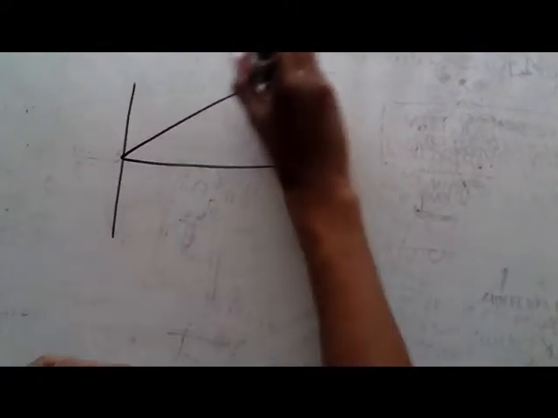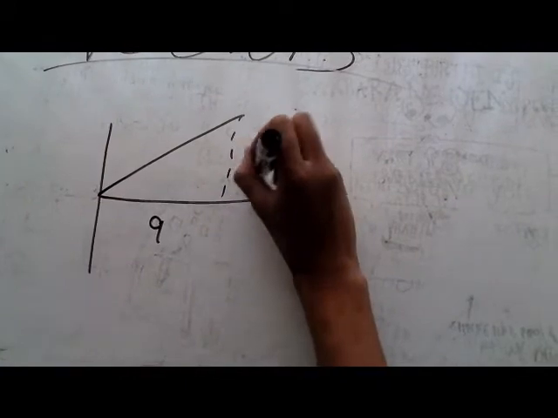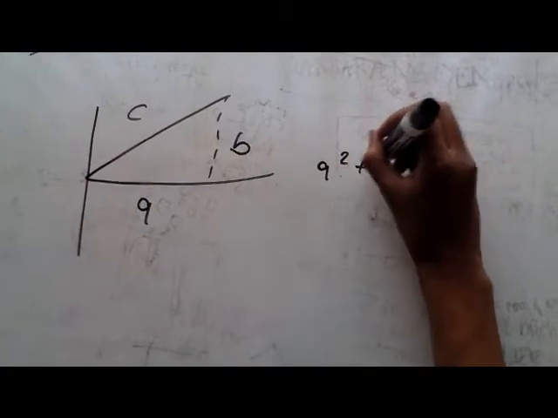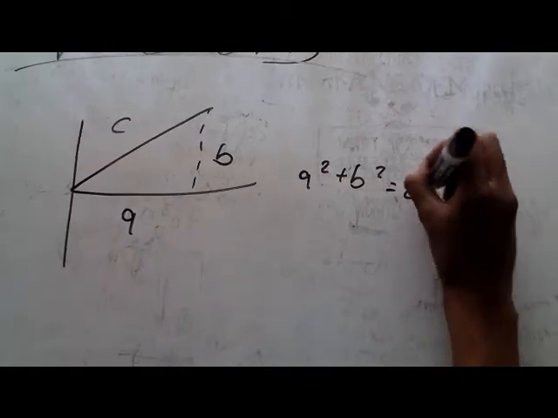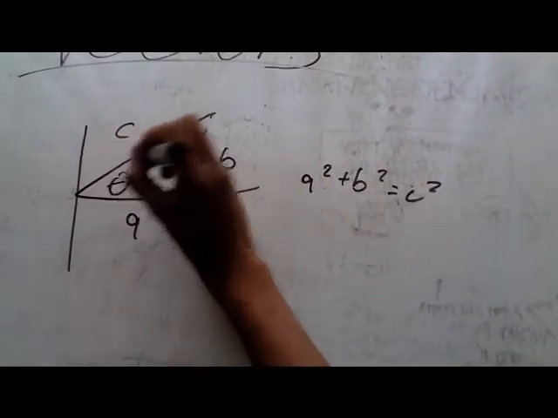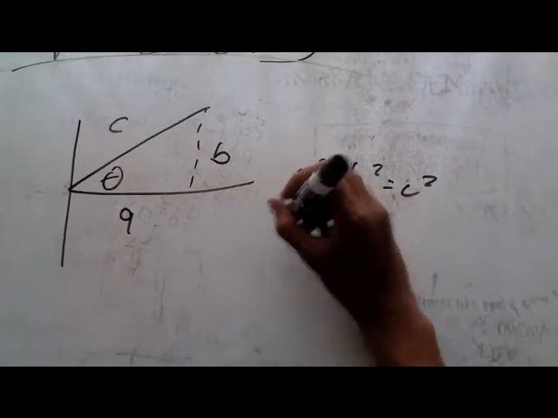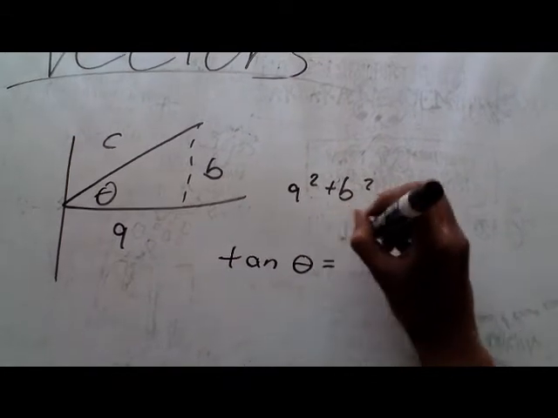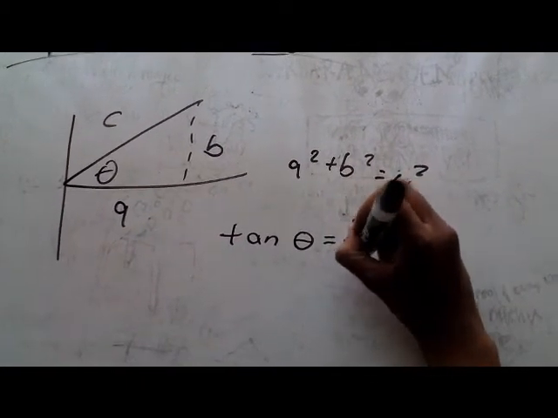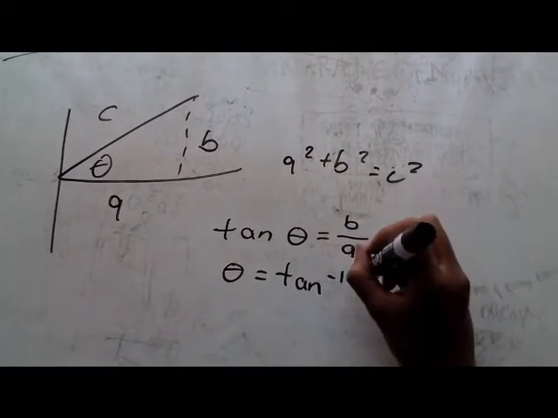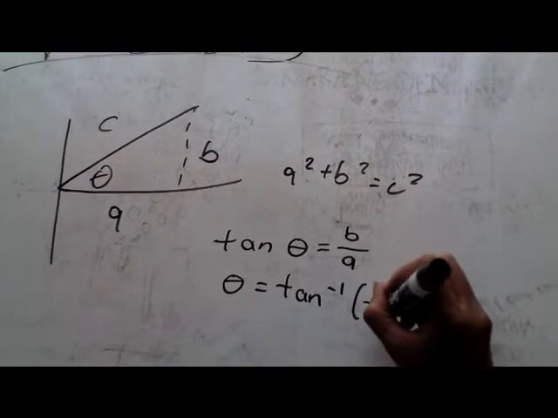Also, if they give you components a and b, you can use the Pythagorean theorem to find the magnitude, because all vectors form a right triangle. And if you wanted to find the direction, you could just use tangent. The tangent of theta is equal to b over a, opposite over adjacent. And you can isolate theta by using the arctan, and that's how you get direction.